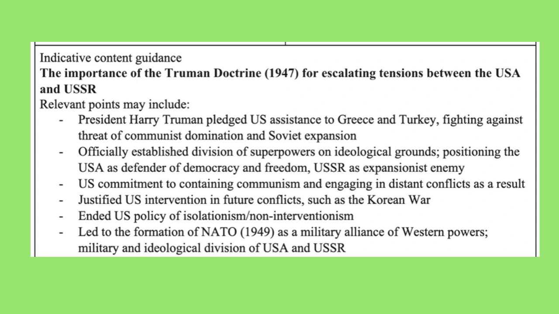So for the first question, you could talk about how the Truman Doctrine was really important for dividing the superpowers on ideological grounds. So for the USA, from their perspective, it made them into the defenders of freedom and democracy, and the USSR into the expansionist enemy, and also consolidated their division on ideological grounds. And that was really important for the escalating tensions in the early stages of the Cold War. Hopefully there you can see we've given a point, but we've been really careful to use our own logic to make sure we've established a link between the two elements of the question, so the Truman Doctrine and the escalating tensions, and explain why they're important to each other.